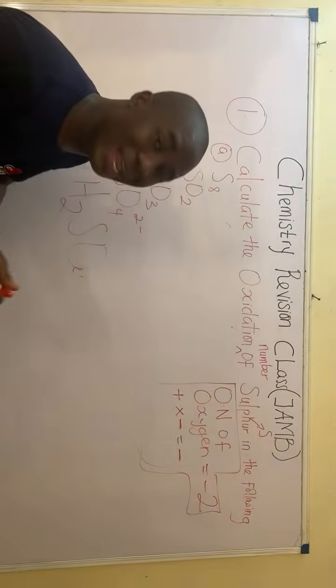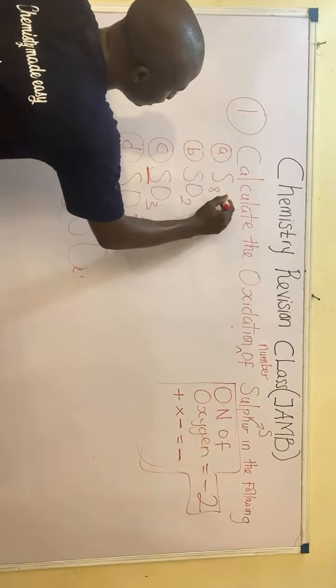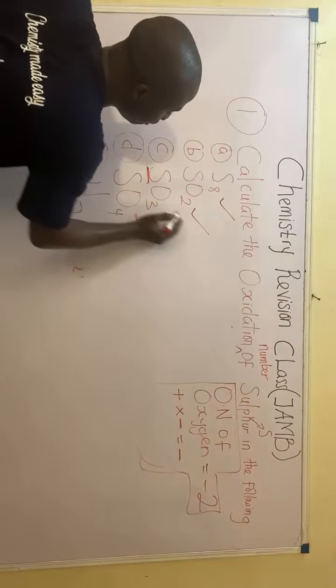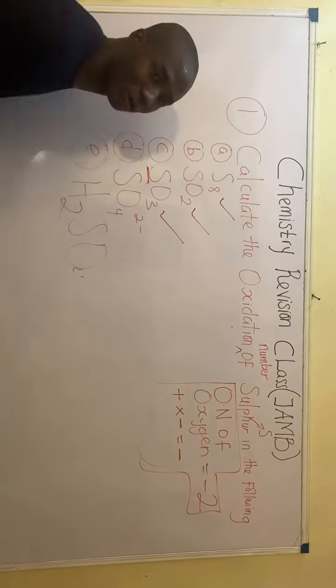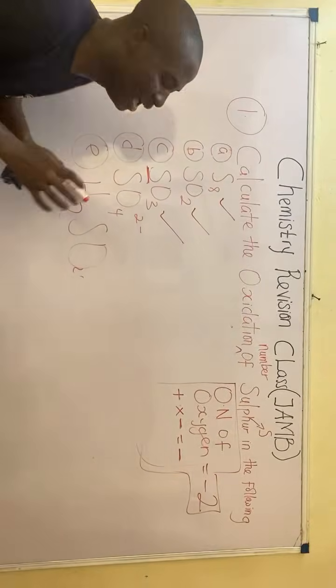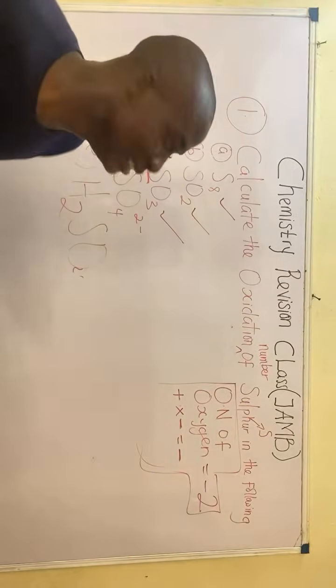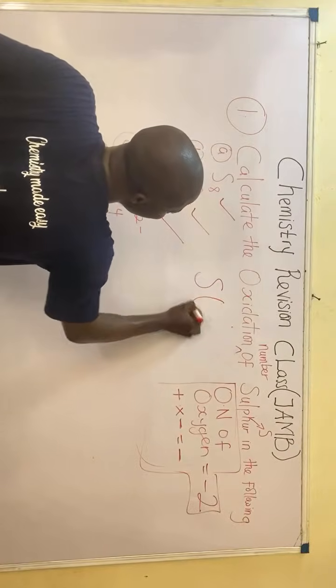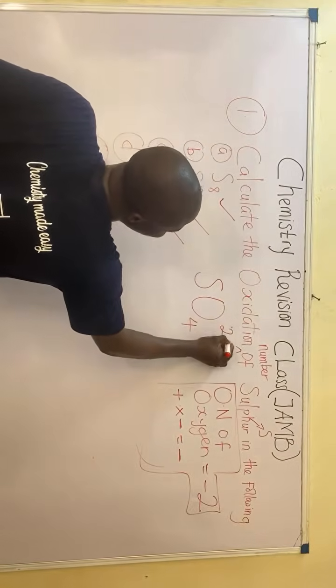So class, we have successfully solved this part A. We've successfully solved B. Now you all solved for C. So let's solve for D. Now if you observe D, D is a radical. Here it is: SO4 2-.